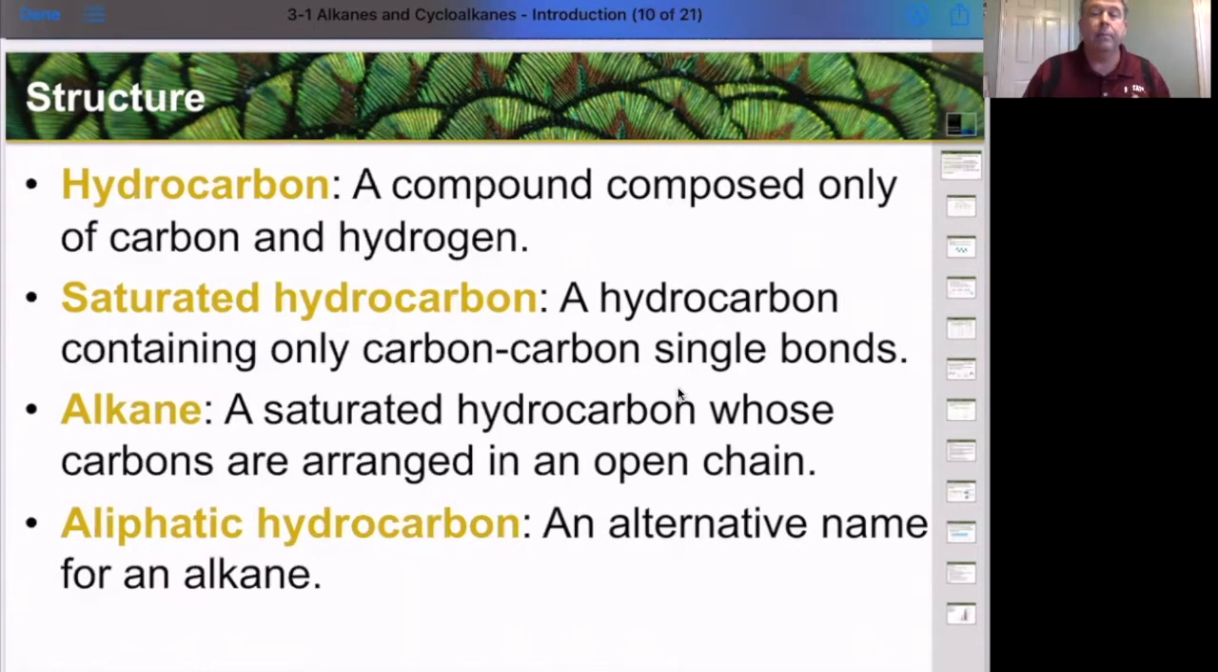That means that all of these are saturated, sp3 hybridized carbons arranged in an open chain. They would be called cycloalkanes if they formed any kind of ring. The alternative name is what we call aliphatic hydrocarbons. That means the same thing as a saturated hydrocarbon. Aliphatic implies that there are no double bonds in the organic compound.